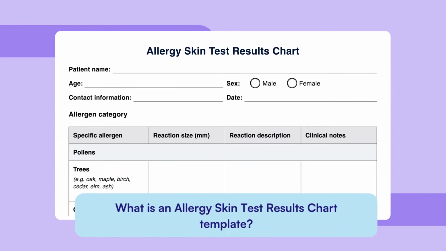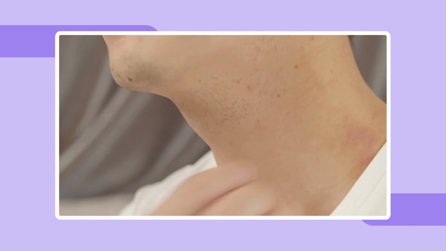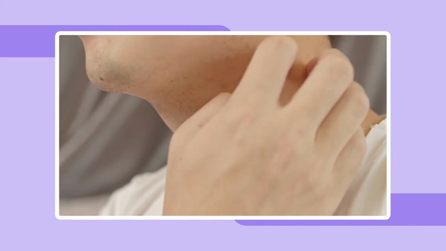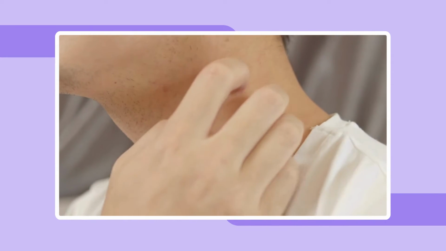A skin allergy test is a fundamental procedure in diagnosing allergic conditions. It involves exposing the skin to various allergens and observing the reactions. The results of these allergy tests are crucial in determining the next steps in patient care. However, interpreting these results can be complex. This is where our allergy skin test results chart template comes into play. It simplifies the process of recording and understanding the outcomes of an allergy skin test.